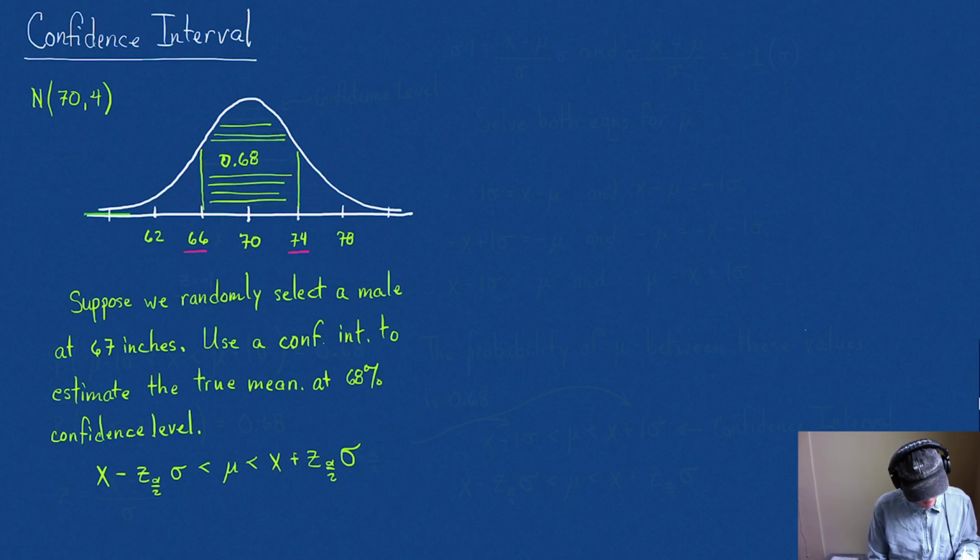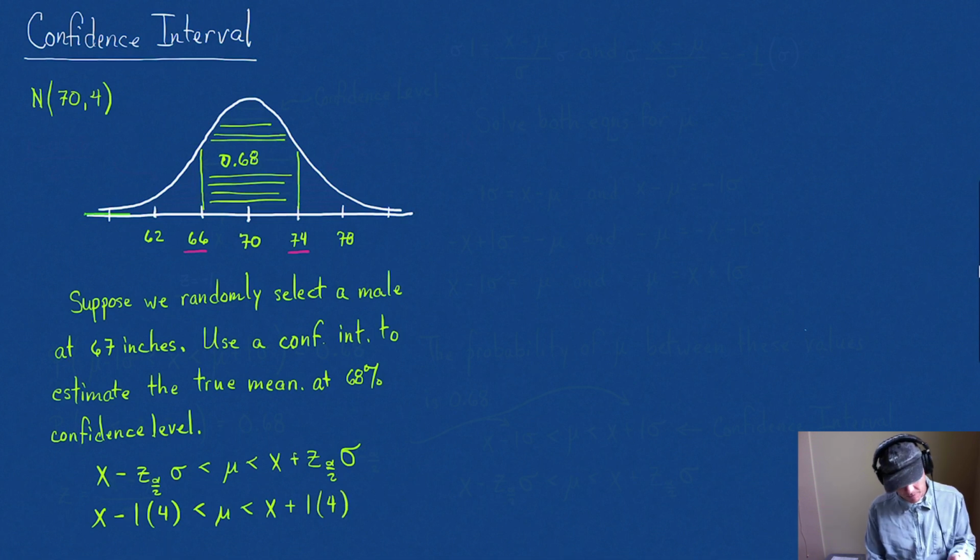So let's write that in. What do we have now? We have x minus 1 times the standard deviation of 4 less than mu less than x plus 1 times 4. Oh, and x, well, we know x. X was the person that we selected. So let's put that in there. That's 67 minus 4 less than mu less than 67 plus 4. And if I clean these up, 67 minus 4 is 63 less than mu, 67 plus 4 is 71.